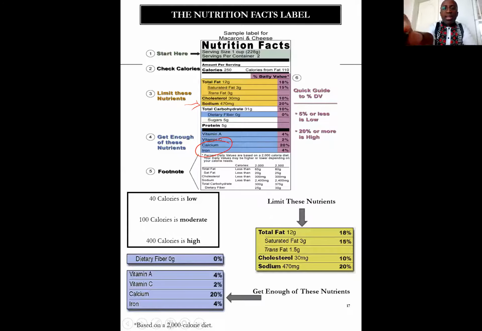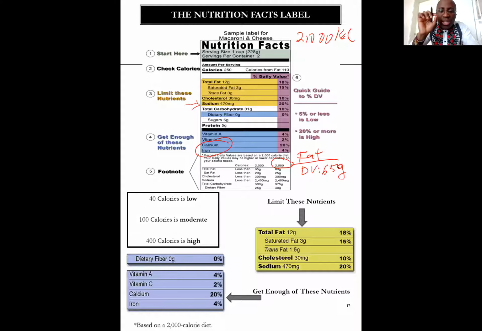In class, I told you that we eat around 2,000 kilocalories, around 2,000. But there are people who may need to eat more. So here we have 2,000, but here we have 2,500. Okay? So you will see that if we talk about fat, daily value for fat is 65 grams. This is for 2,000 kilocalories.